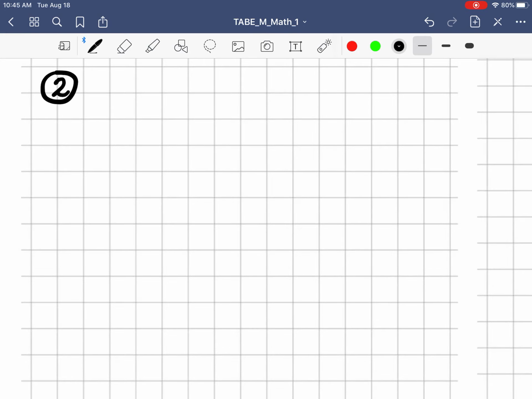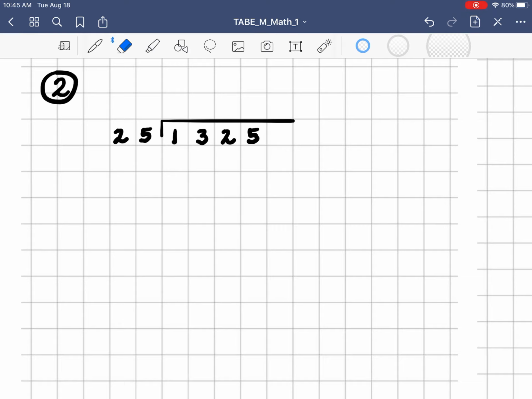And again, I want to draw the frame and put the dividend in there. That's the number of photographs she has. So 1,325, and each group has 25 photographs. And I actually don't need quite such a long frame this time.